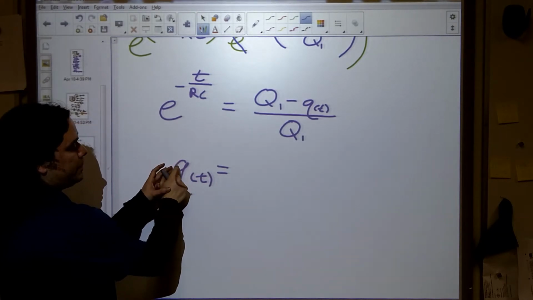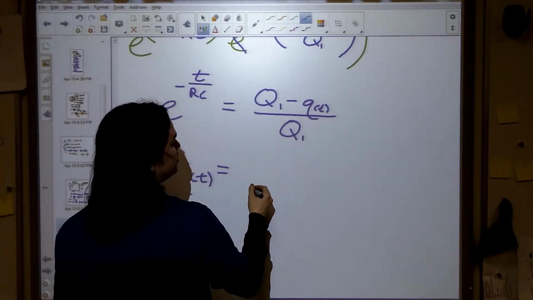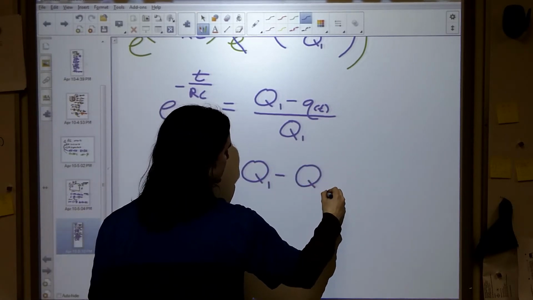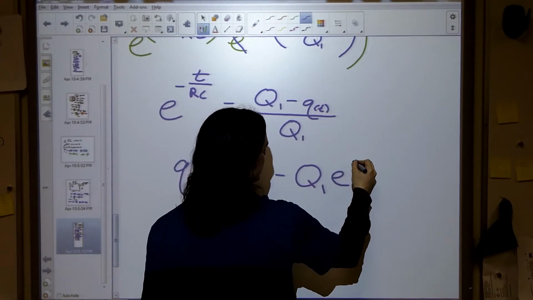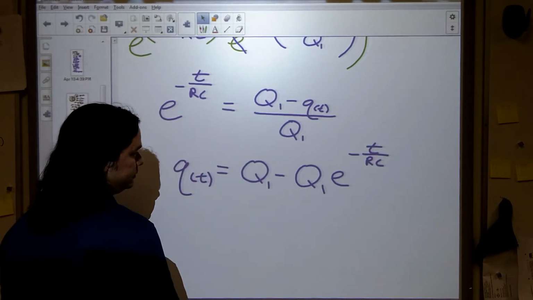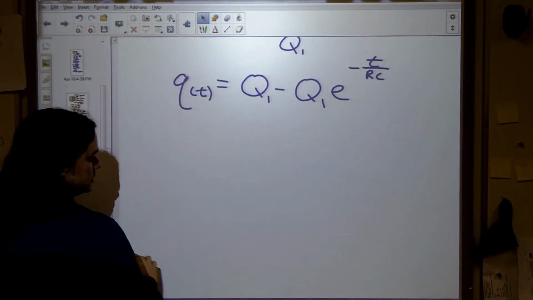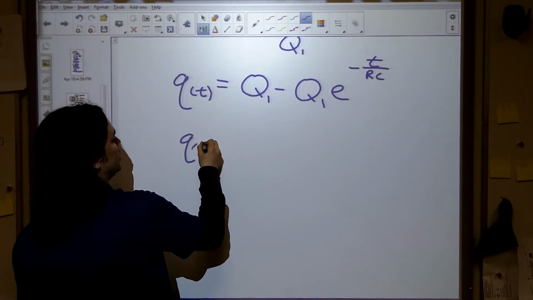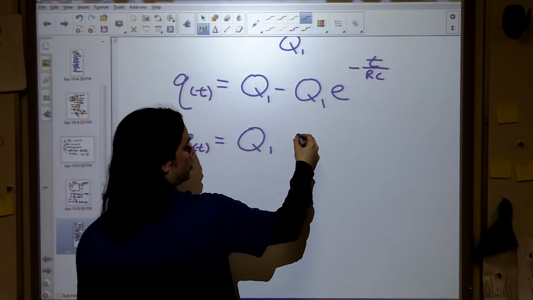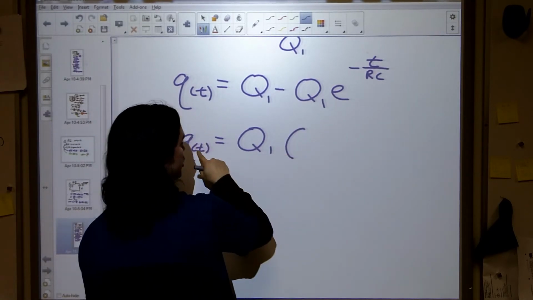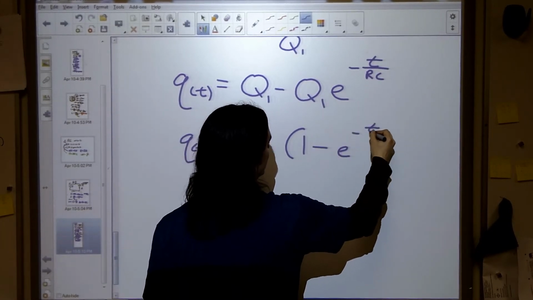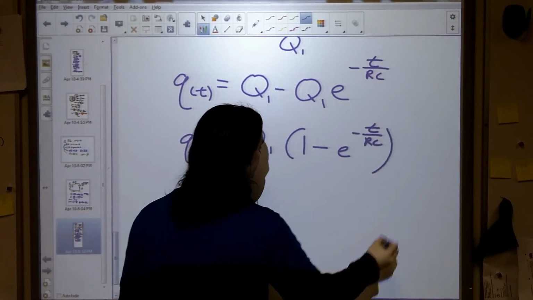This is my charge on the capacitor as a function of time, and it should be equal to q1, my total charge on the capacitor, minus q1, the total charge on the capacitor, times e, the exponential, raised to the negative t divided by rc. Another way of writing this, in the more compact way, is the charge on the capacitor is going to be equal to our total charge that can fit on the capacitor, times 1 minus e raised to the negative t over rc.